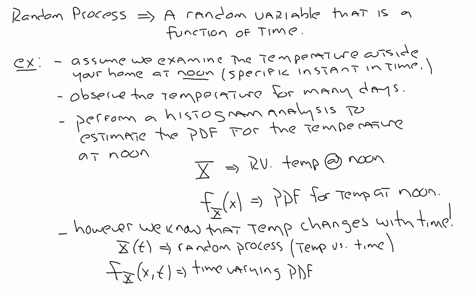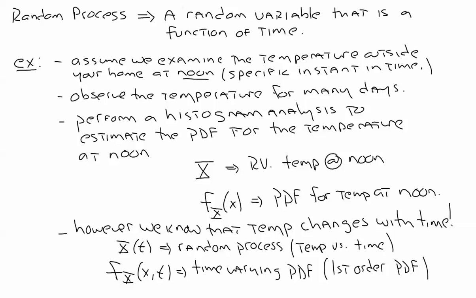And this PDF that I've notionally written here is known as my first order PDF for my random process. In fact, to fully specify a random process, we're going to need second, third, higher order probability density functions, but we'll get there a little bit later.